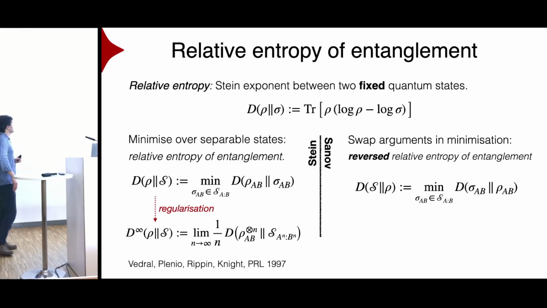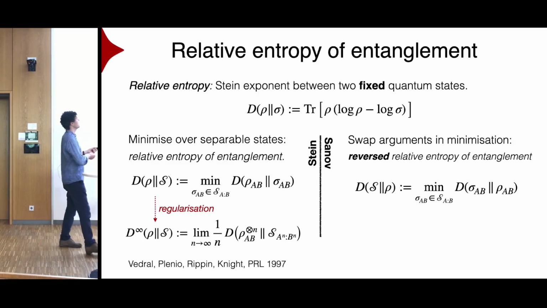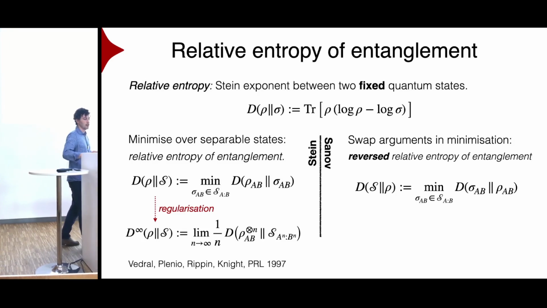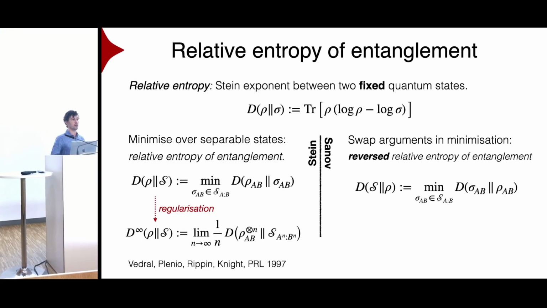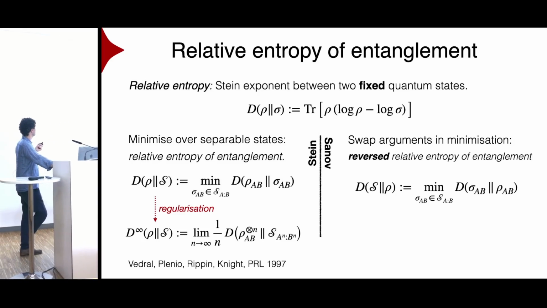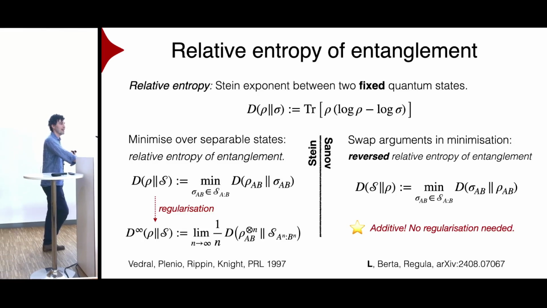In the Sanov setting, you can just do the opposite. Since the separable states now are in the first argument, you can minimize over separable states in the first argument. In this way, you get a reversed version of the relative entropy of entanglement. Now you could ask, what happens if I regularize this one? But this one is actually additive. Very surprising, but it's actually quite simple to show.